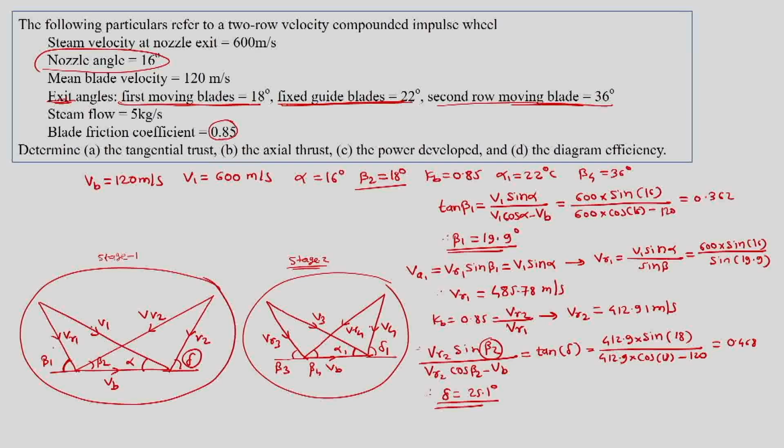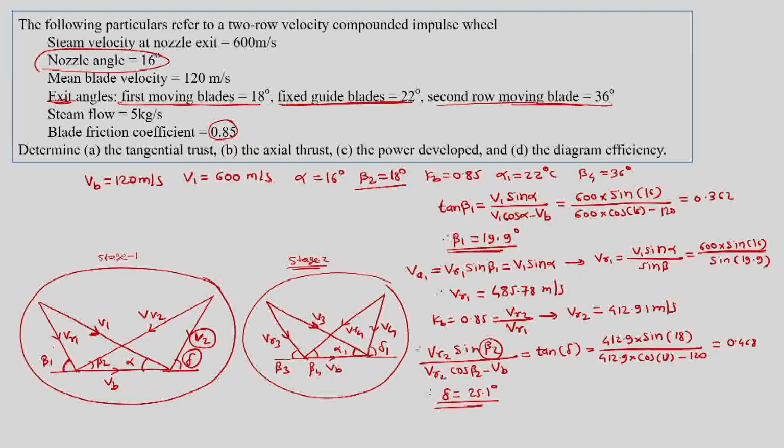We know that for stage 1, V1 was the velocity at the inlet, and for stage 2, V3 is the velocity at the inlet, but V3 is inspired from V2. So V3 and V2 are the velocities for the fixed blade. V2 is the velocity at the entry to the fixed blade and V3 is the velocity at the outlet of the fixed blade. So we have to use the friction factor between them.